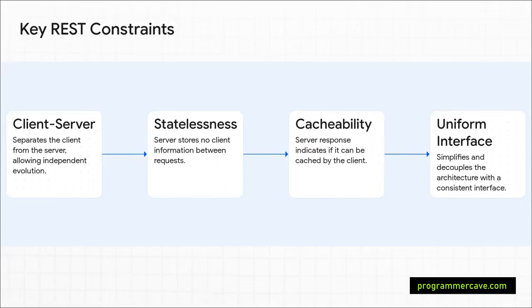We're going to zoom in on the big 4 that really form the bedrock of any solid REST API. Now, these aren't steps in a process. Think of them more like ingredients that all work together. Separating the client and server, the absolutely critical concept of statelessness, making responses cacheable to speed things up, and the one that ties it all together, the uniform interface.